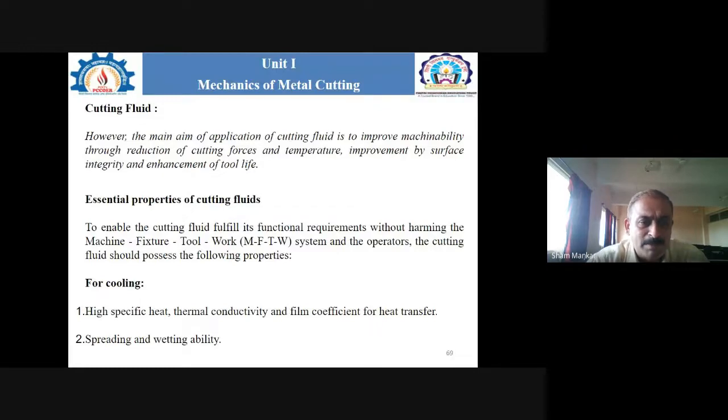Then apart from that, whenever we select any kind of cutting fluid, we should consider the properties that the cutting fluid must have.